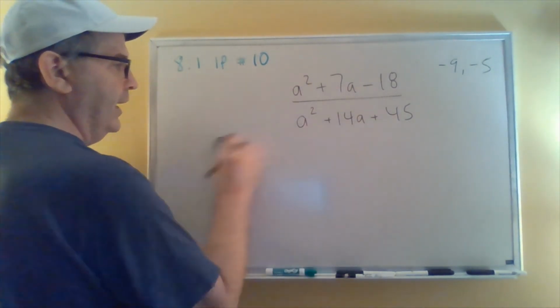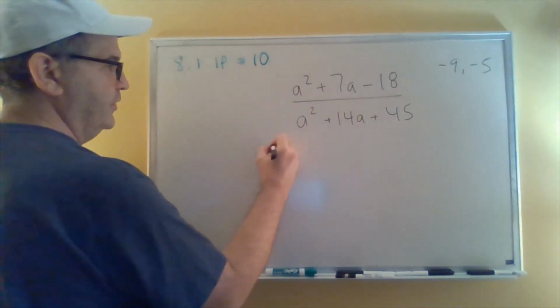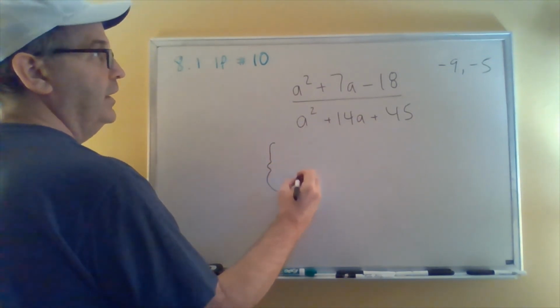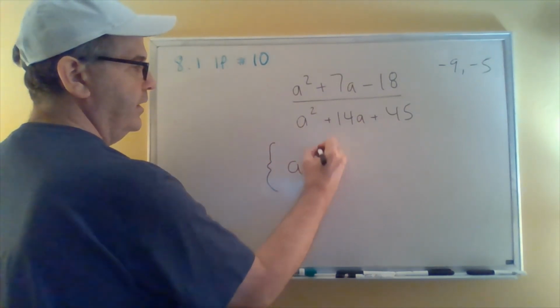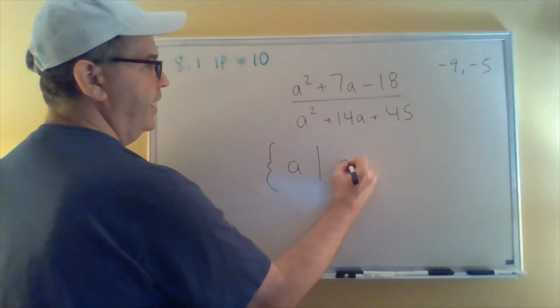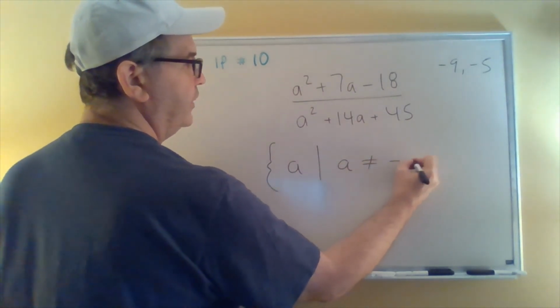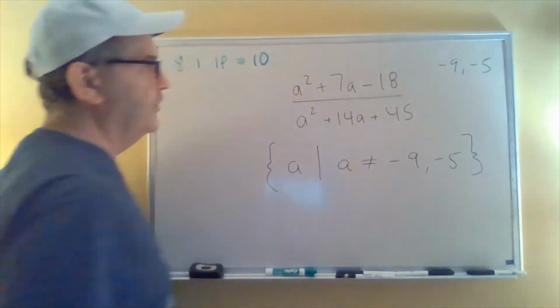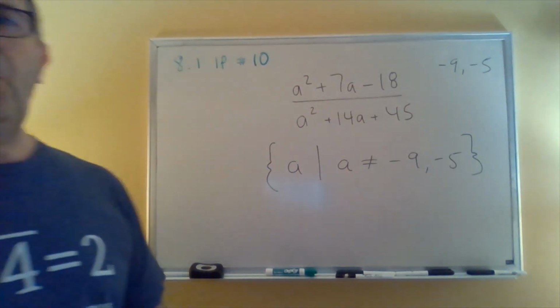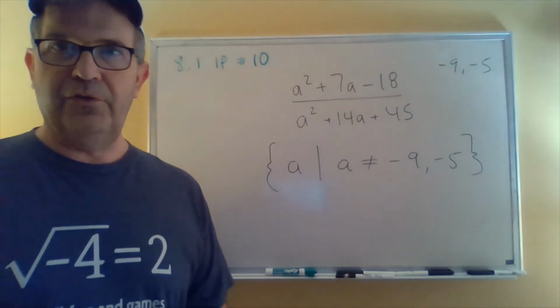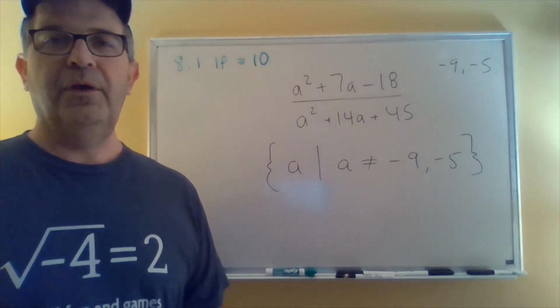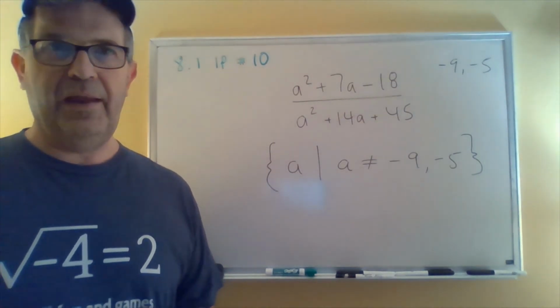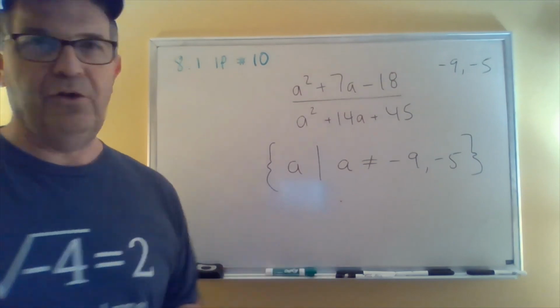So now when I write this domain in set notation, let's start with the brackets, and it's going to be a such that a does not equal negative 9 or negative 5. And there is our answer to number 10. So hopefully working through all 10 of these helped you understand excluded values a little more and how that plays into finding the domain and then finally writing the domain in set notation.